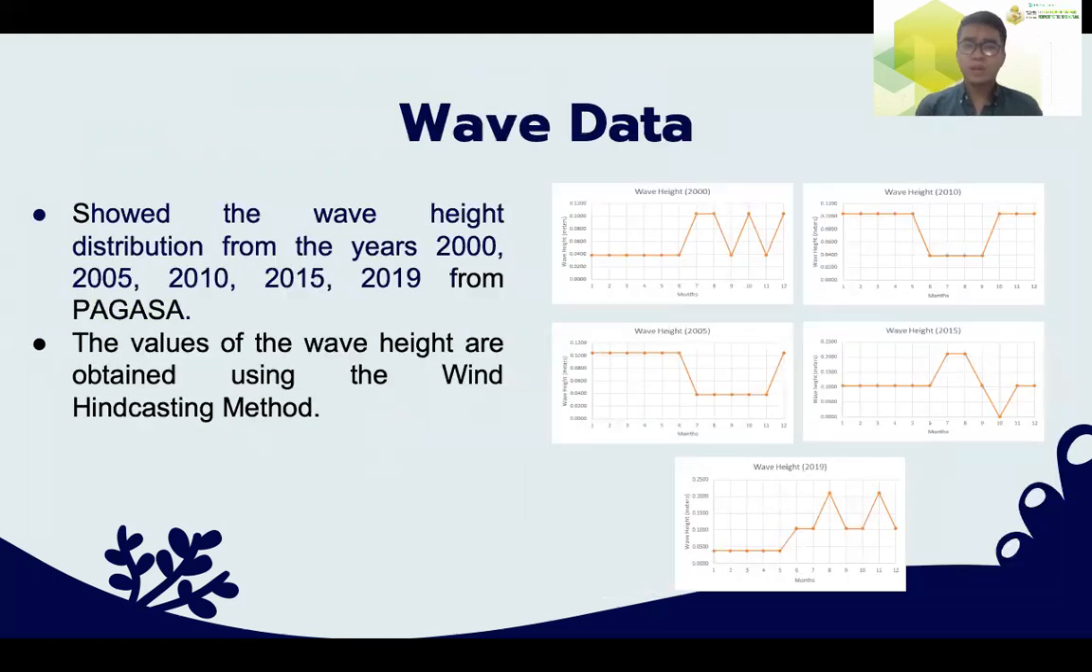As for the wave data, we show the wave height distribution for the years 2000, 2005, 2010, 2015, and 2019, also obtained from the data of Pag-asa. The figures of the data are shown on the right. The values of the wave height are obtained using the wave height hindcasting method.